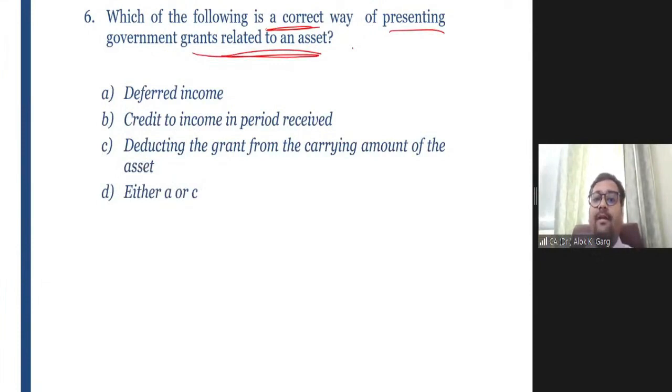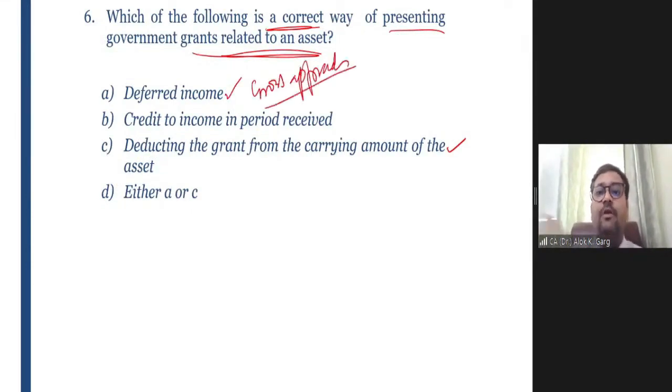C, deducting the grant from the carrying amount of the asset. C is saying you have to deduct the grant from the carrying amount of the asset. Of course, it is a right treatment. And of course, the first one is also a right treatment going by the gross approach. You need to show the asset at full value and you need to show the government grant also as a deferred income. So D is the right option, guys. Most of you are right. D is the right option.